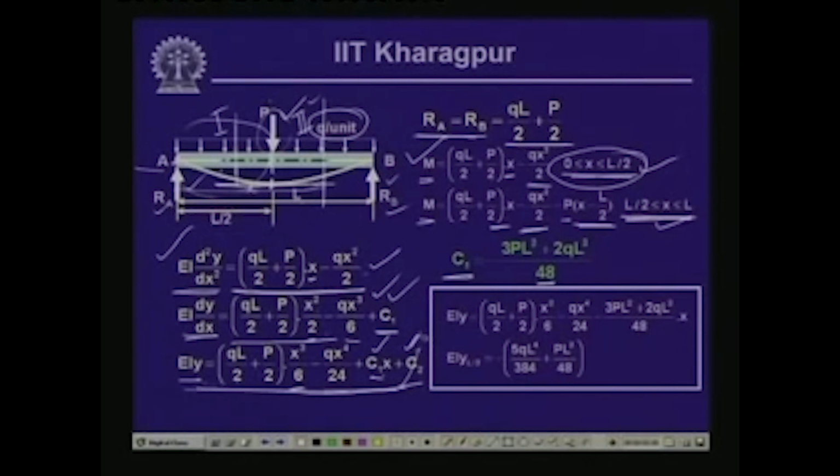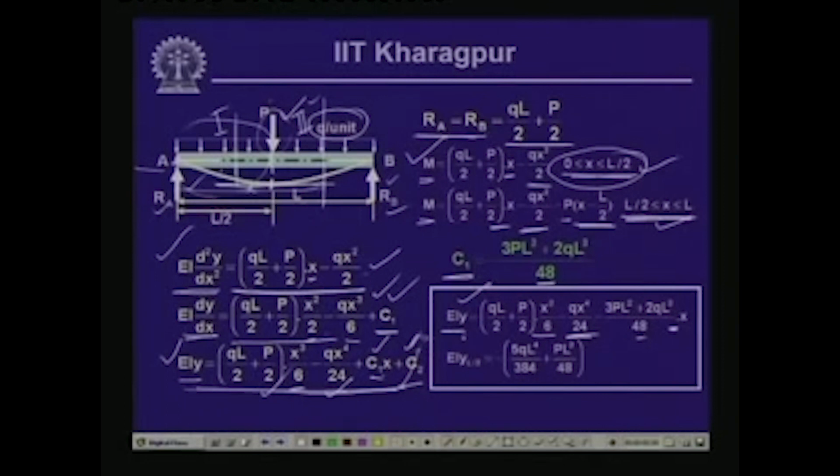So, the expression for the elastic curve, EI y, is equal to (qL/2 plus P/2) x³/6 minus qx⁴/24 plus C1 times x, where C1 is minus (3PL² plus 2qL³)/48 times x. So, this is the expression for the elastic curve of the beam.